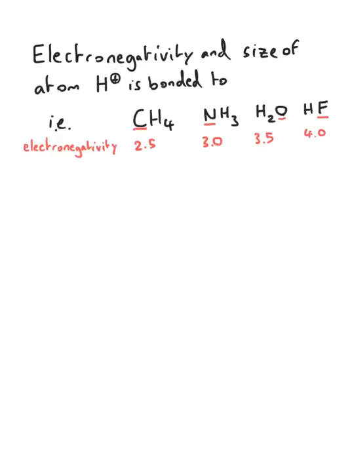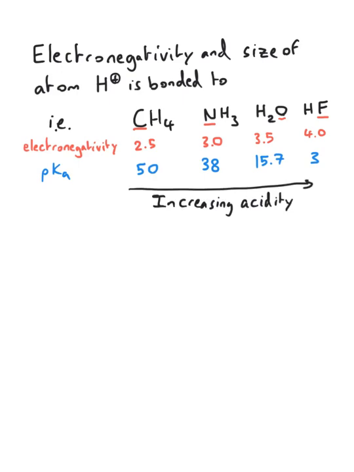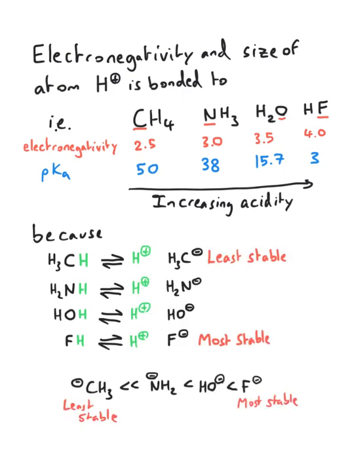The first thing to look at are the electronegativity and size of the atom the proton is bonded to. As you move along a period, the electronegativity tends to increase. As the electronegativity increases, the acidity increases. This becomes clear if we look at the stability of the conjugate bases. As you have a more electronegative atom, it is more stable as an anion because it wants that negative charge, it wants those electrons. Whilst something that is not very electronegative is going to be very unstable as an anion, and therefore the conjugate base is unstable.